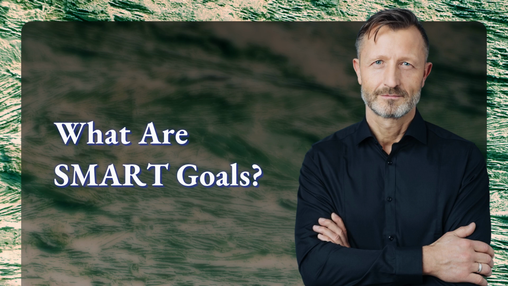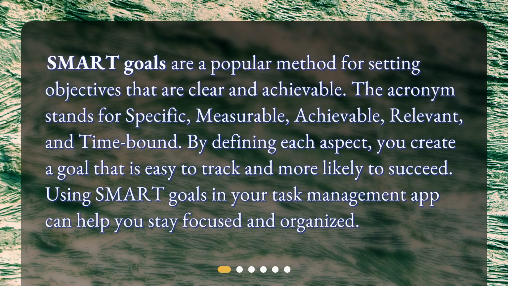What are SMART goals? SMART goals are a popular method for setting objectives that are clear and achievable. The acronym stands for specific, measurable, achievable, relevant, and time-bound. By defining each aspect, you create a goal that is easy to track and more likely to succeed. Using SMART goals in your task management app can help you stay focused and organized.